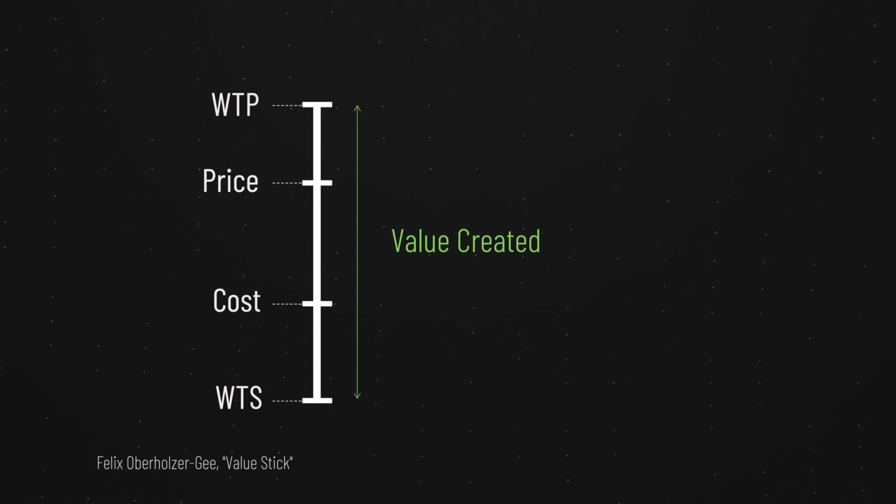Long-term sustainable profits follow value creation, which means when you maximize value, then you end up growing all 3 types of profit. This concept of value creation comes from Felix Oberholzer-Gee, who invented the value stick, which is a stick from top to bottom of 4 elements in order: willingness to pay, price, cost, and willingness to sell. The difference between willingness to pay and willingness to sell is the value created.